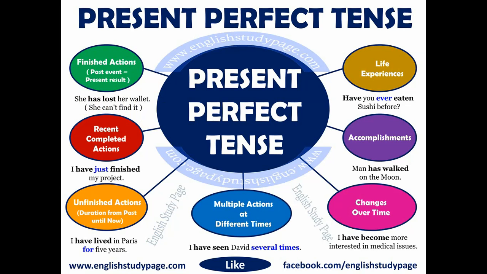Okay. I can also use the present perfect tense to talk about recent completed actions or actions which completed now. Just finished, just completed. For example, when I say I have just finished my project, that's a recent completed action. I started to do it in the past, but I finished it now. I have just finished it.